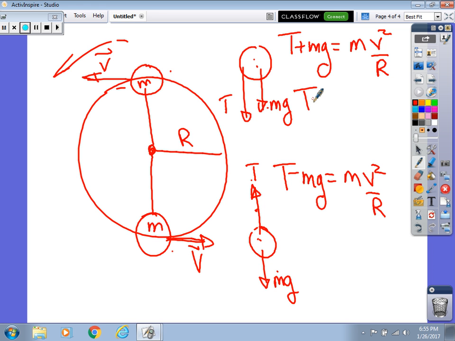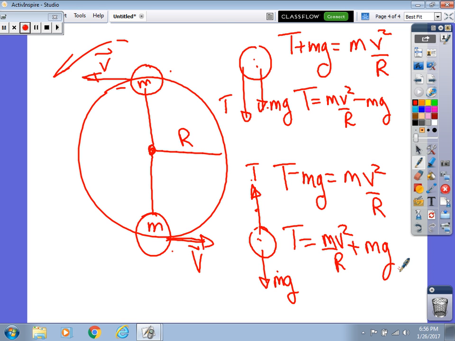Okay, you could find out very quickly the tension. So up here the tension would be equal to m v squared over r minus mg. And we could do the same math game down here. It would be T is equal to m v squared over r. But in this case, it's plus mg. Now, I'm using this simple example to show something kind of significant. The velocity is the same in both cases. The radius is the same. The mass is the same.